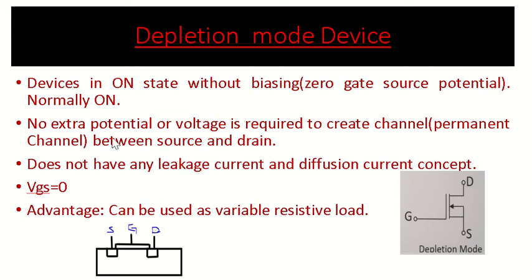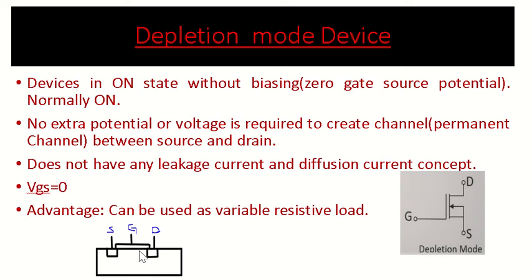No extra potential or voltage is required to create a permanent channel between source and drain, because the device, as I said already, is normally in the on state. This means that between source and drain, the line will be continuous. There is no requirement of creating a channel because it is normally in on state only.